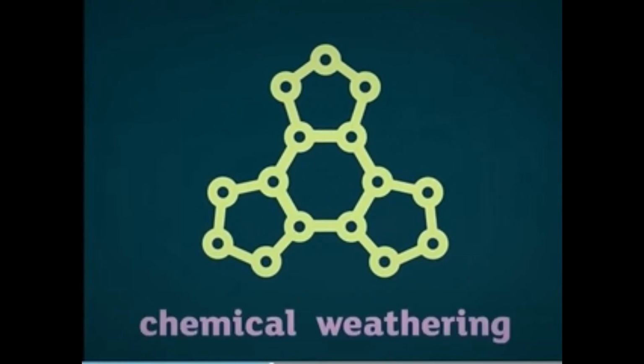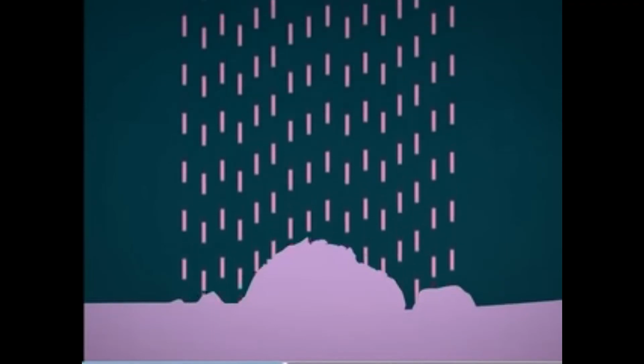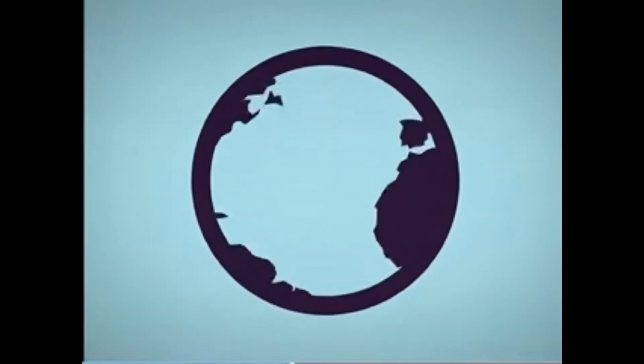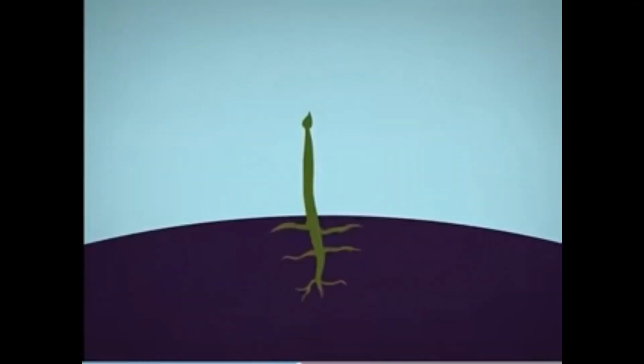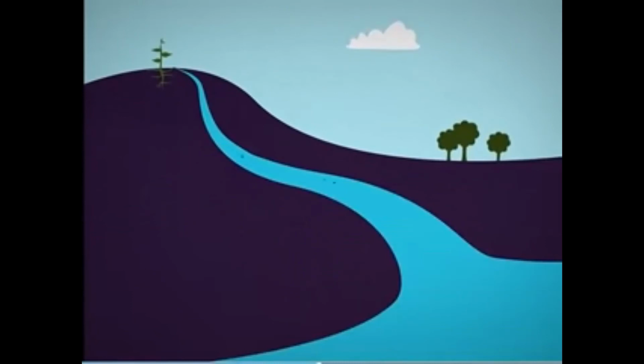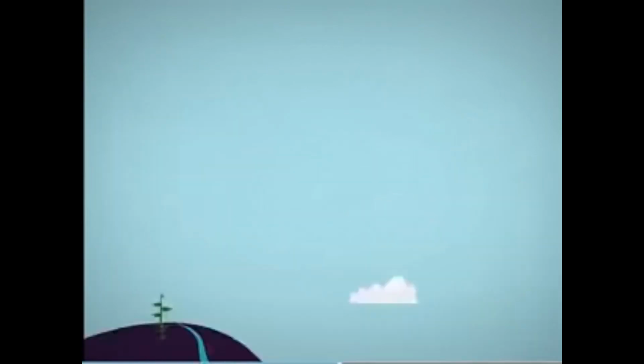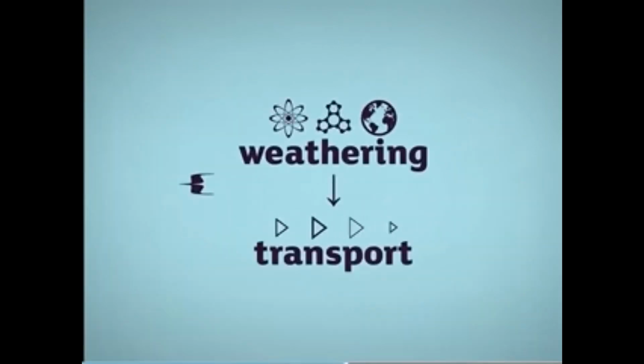An example of chemical weathering is when acid rain reacts with substances in rocks. Even plants or animals can break up rocks. This is biological weathering. The sediments formed by weathering can be moved away by water, ice, wind, or gravity. The combined process of weathering and transport is called erosion.